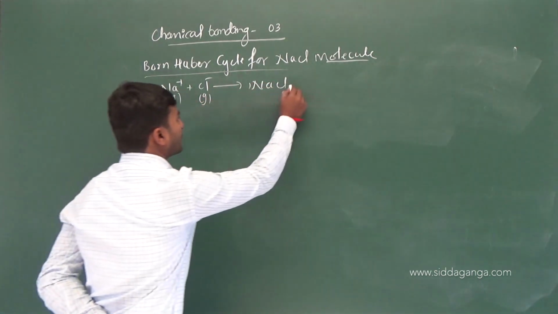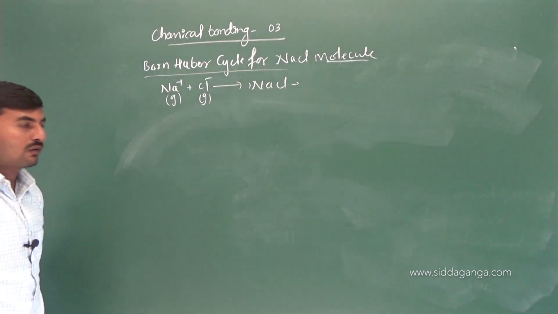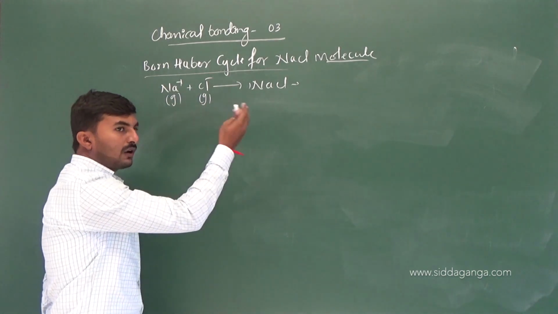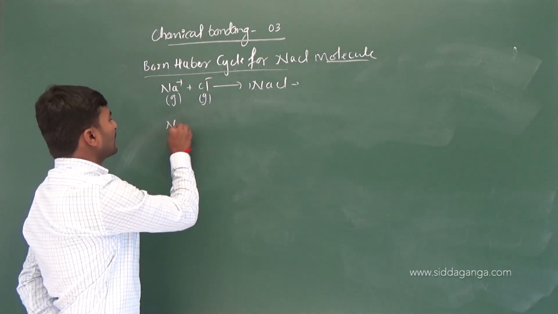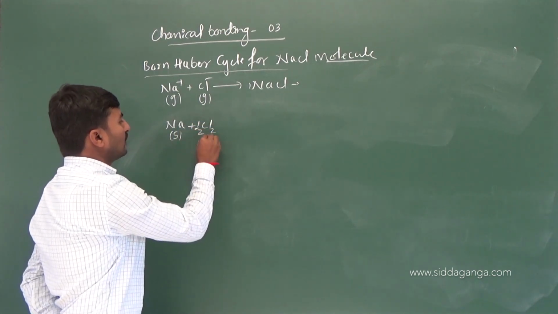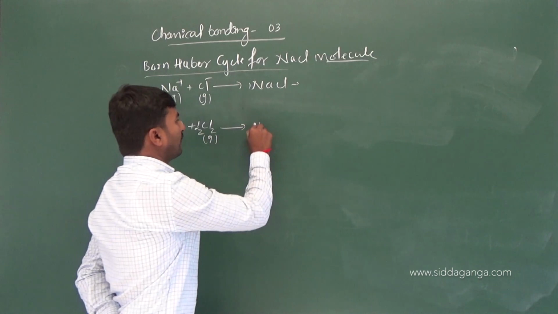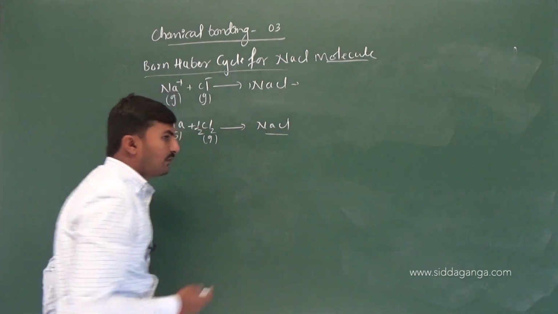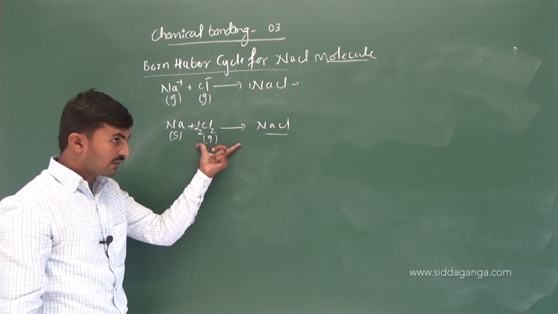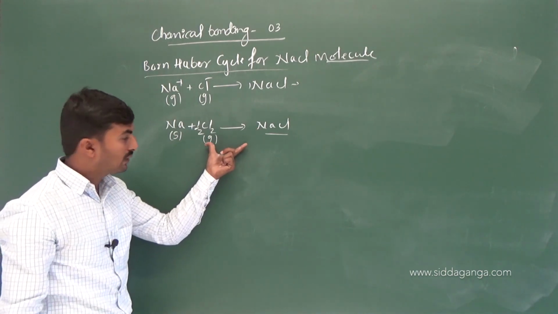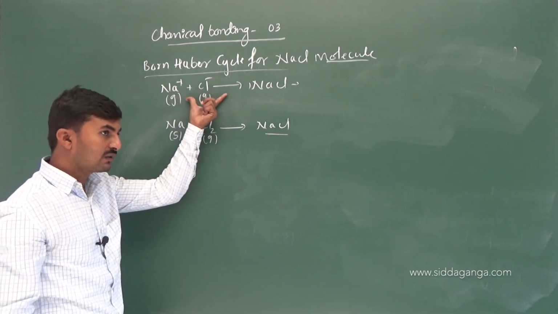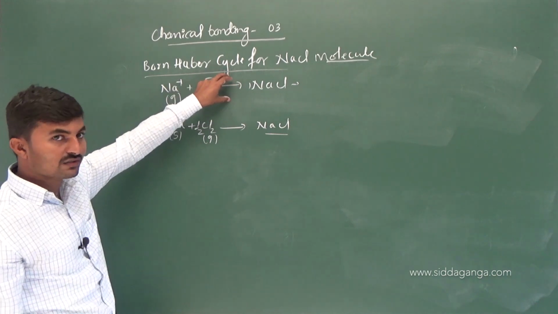Lattice energy, this is our required equation. How can we calculate this? What is our enthalpy of formation? That equation is nothing but sodium and chlorine, both in their free state, resulting in the formation of an ionic bond. But from this enthalpy of formation equation, we are going to extract this equation. That means this is the lattice energy equation.